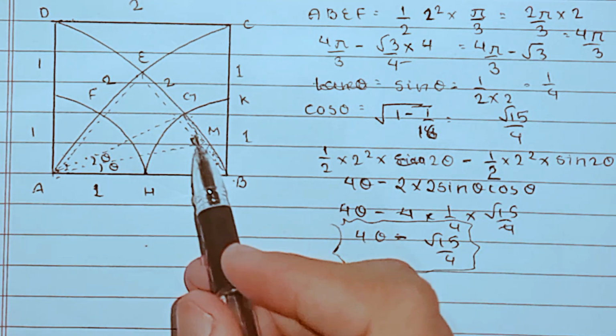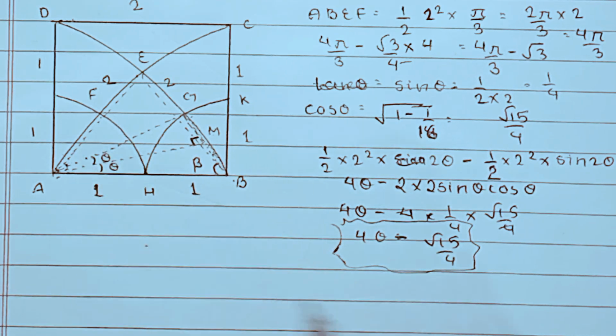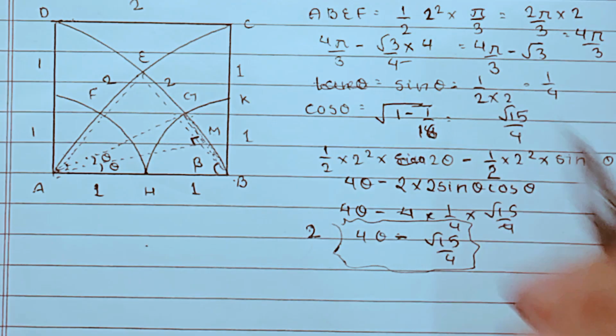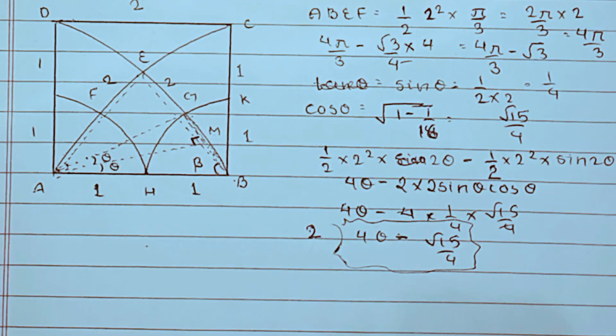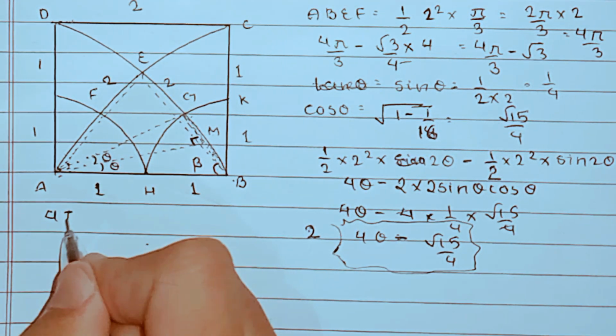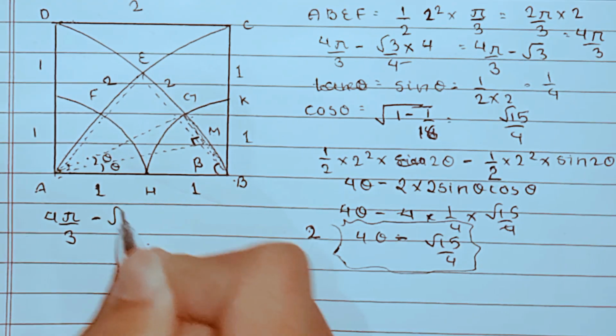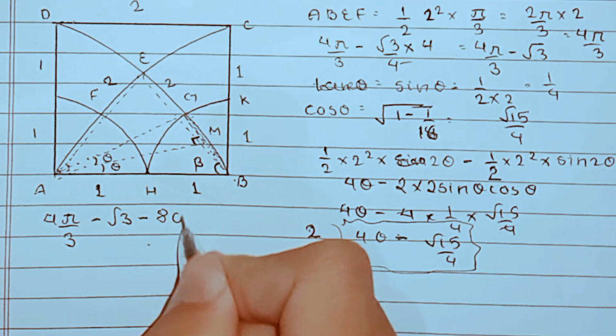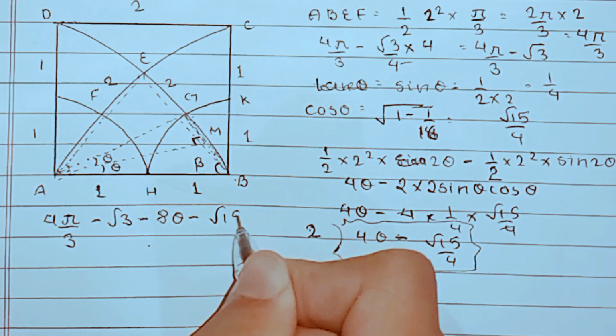But we know that this smaller portion is twice, the other one is also here, so we should multiply it by 2 and subtract it from the main question, which is here. Let's subtract it now. So 4 pi by 3 minus root 3, minus 2 multiplied, that is 8 theta minus root 15 by 2.